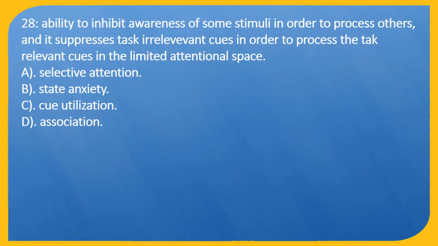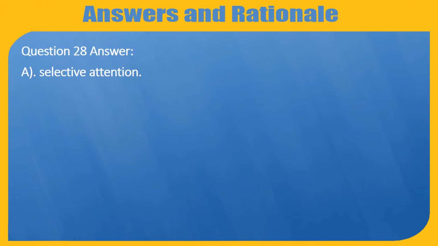Question 28. Ability to inhibit awareness of some stimuli in order to process others, and it suppresses task-irrelevant cues in order to process the task-relevant cues in the limited attentional space. A. Selective attention. B. State anxiety. C. Cue utilization. D. Association. Question 28. Answer. A. Selective attention.